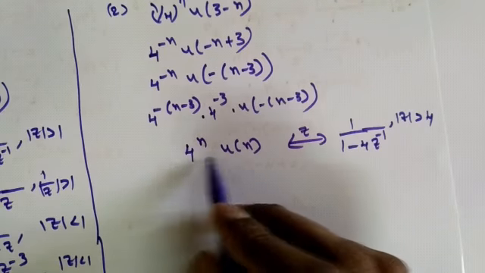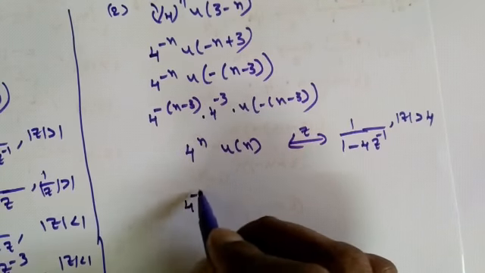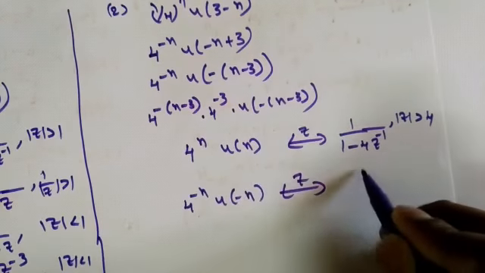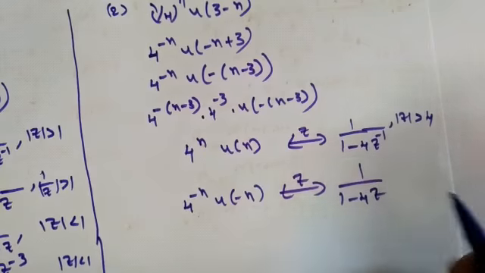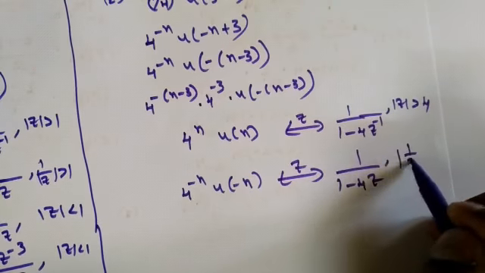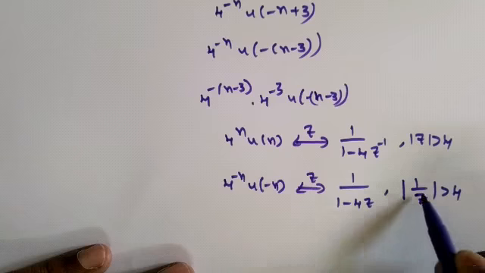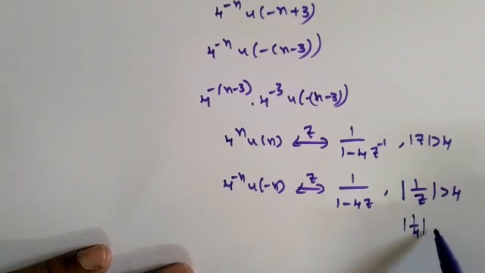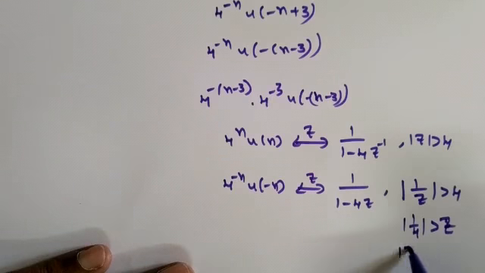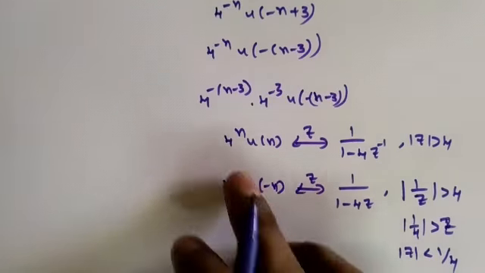Next, do the reversal. 4 power n u of minus n. So reversal means 1 by 1 minus 4 z. So 1 by z inverse means z. And here 1 by z greater than 4. See 1 by 4 greater than z. See z is coming that side. So what is this meaning? Mod z is less than 1 by 4. Right? So this is about this one.